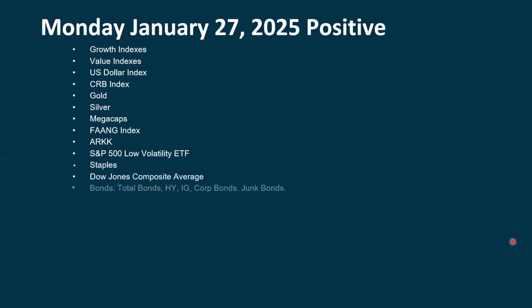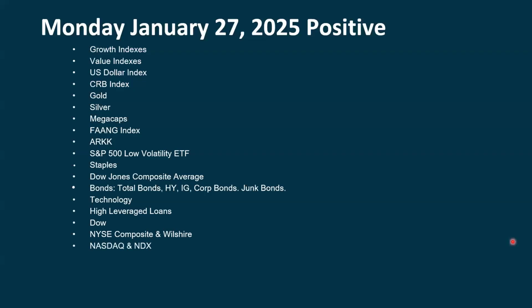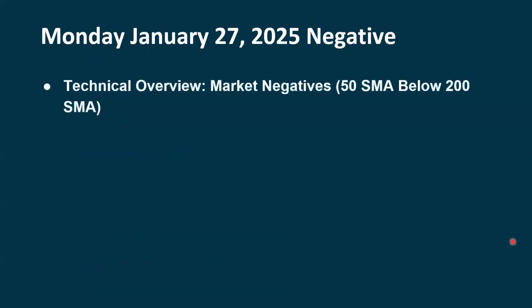The Dow Jones Composite Average, bonds based on price, except for the World Bond Index that we follow. The tech sector, high leverage loans, the Dow, the NYSE, and Wilshire, those are broad market measures. The NASDAQ and NASDAQ 100, mid caps, small caps, and micro caps, all stocks, US and international stocks there, emerging markets, and Bitcoin. So a pretty long list of positive things, a pretty short list of negative things when the 50-period moving average is below the 200.